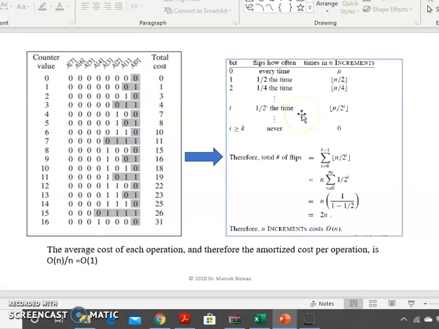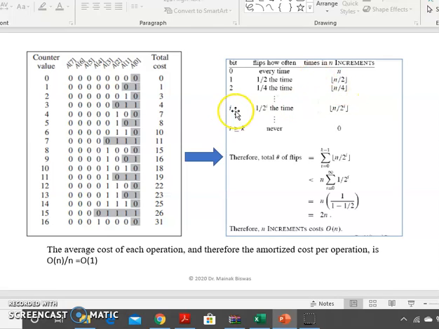Now we have to find the total cost of all the operations, so that we can average it. The 0th, or the least significant bit, flips n times. The first significant bit flips half of the time, that is n by 2. The second significant bit flips n by 4 times, or n by 2 to the power 2, that is n by 4.